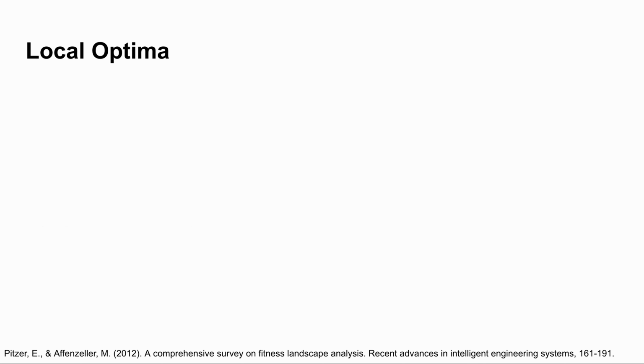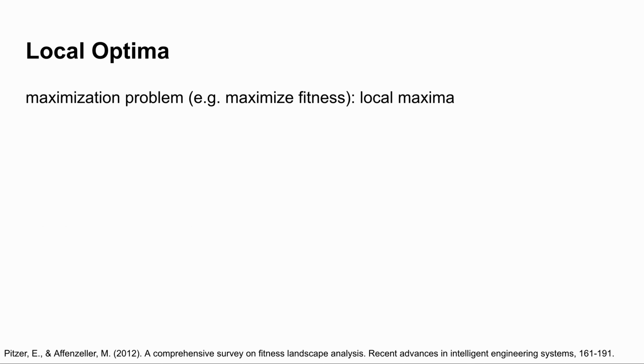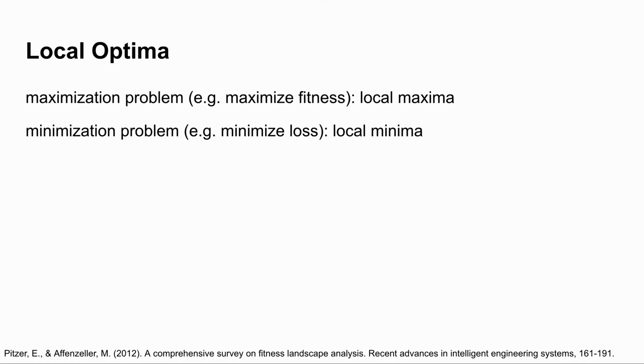There are 2 types of local optima. For a maximization problem, such as maximizing fitness, a local optimum is a local maximum. For a minimization problem, such as minimizing loss, a local optimum is a local minimum. For the rest of this video, I will be referring to a maximization problem. So if you're interested in a minimization problem, you can reverse the signs.